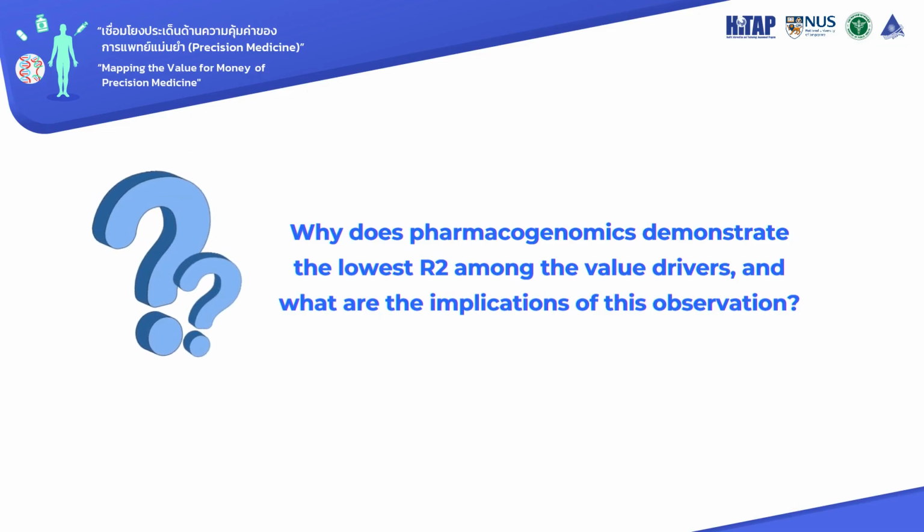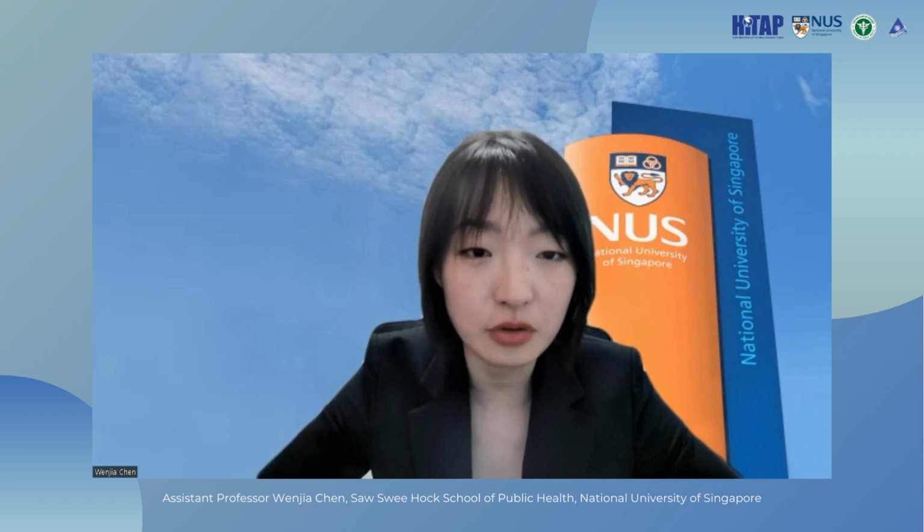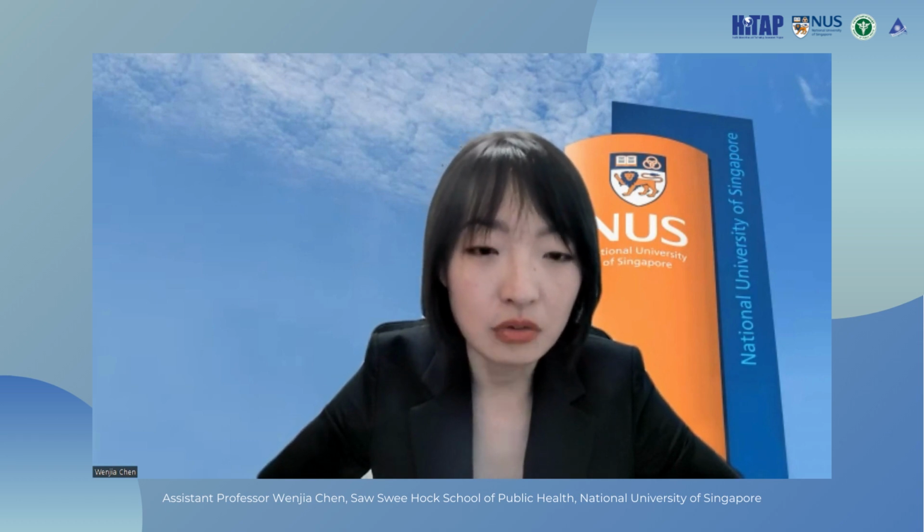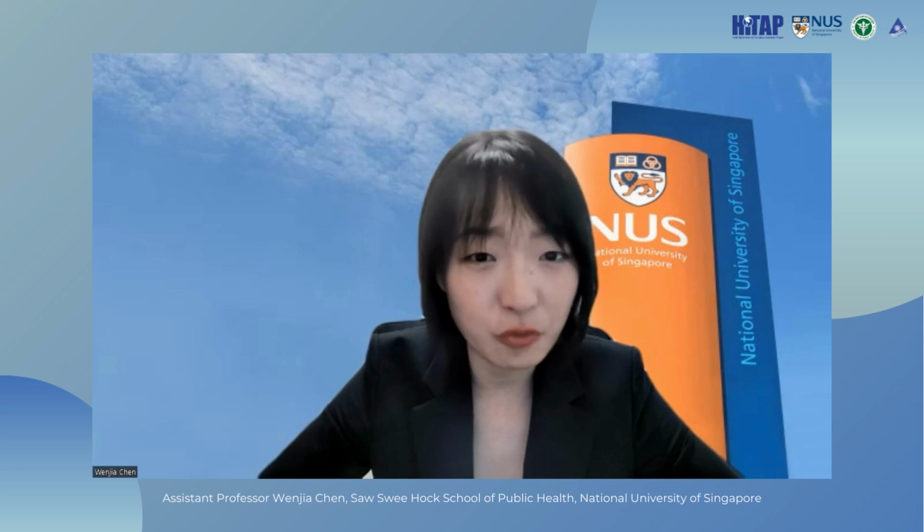Why does pharmacogenomics demonstrate the lowest R2 among the value drivers, and what are the implications of this observation? The currently identified potential sources of value heterogeneity from our study only explain about 1/10 of the R square, or the variability in the cost effectiveness profile of pharmacogenomic tests. This is because although we try hard to get as many variables as we could, we are unable to get every potential explanatory variable.